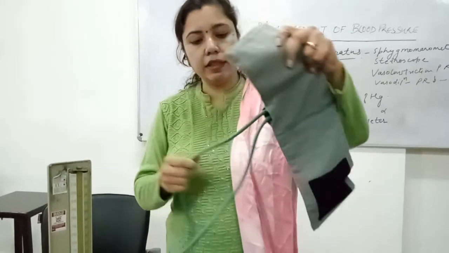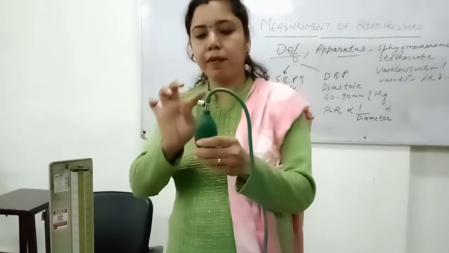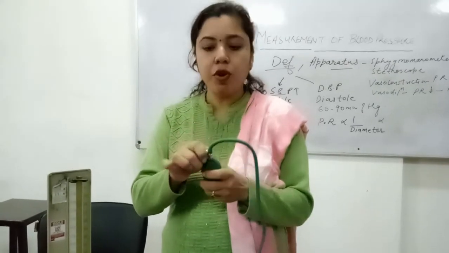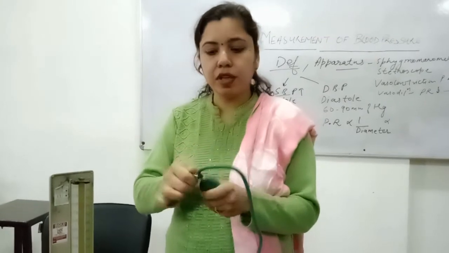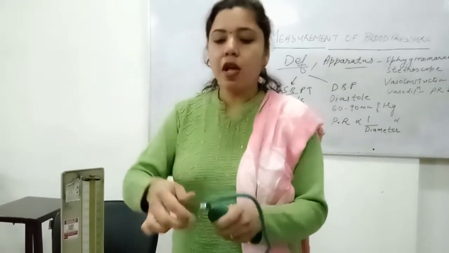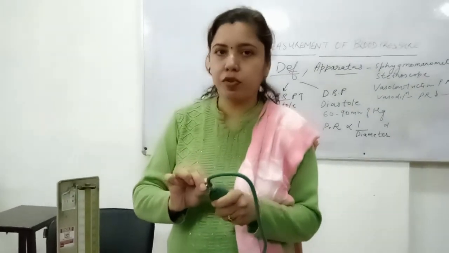Then another shorter rubber tube is connected to a rubber pump. This is the rubber pump, which has a leaky valve screw that can be rotated in a clockwise and an anti-clockwise direction. By rotating it in the clockwise direction, you can tighten the screw. By rotating it in the anti-clockwise direction, you can loosen the screw.